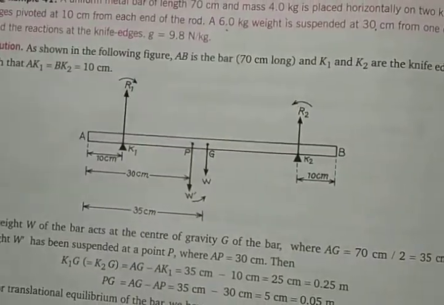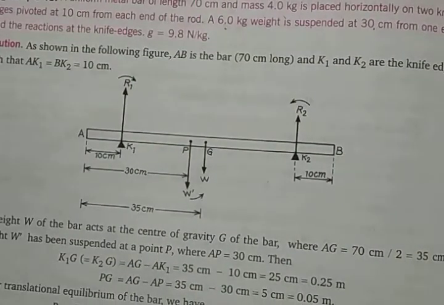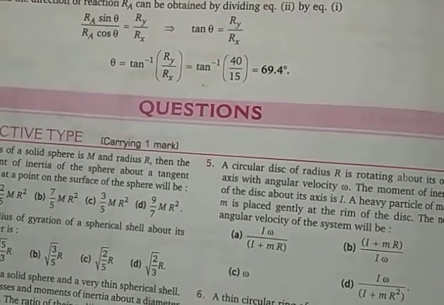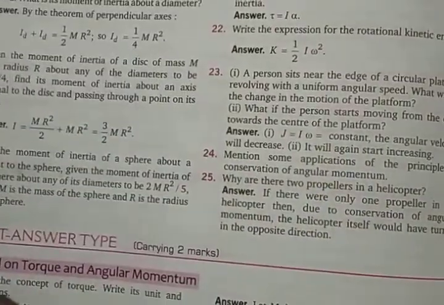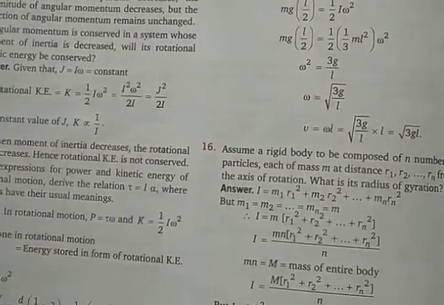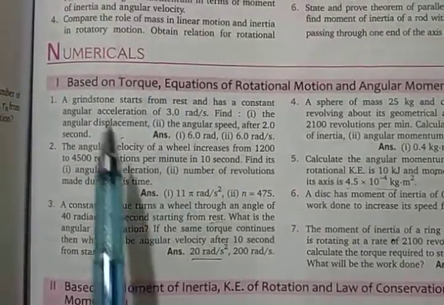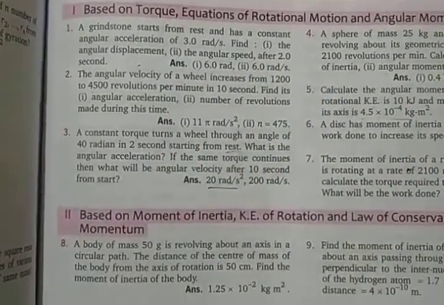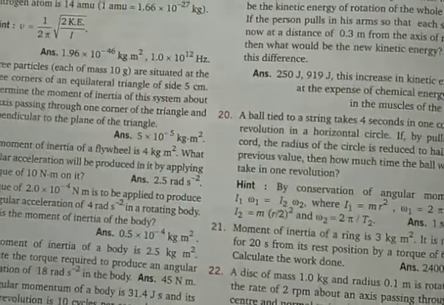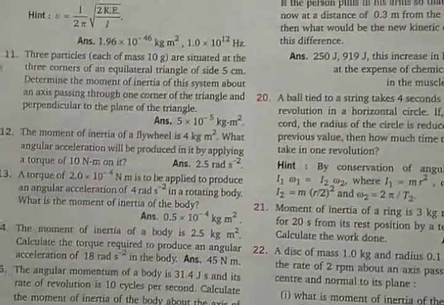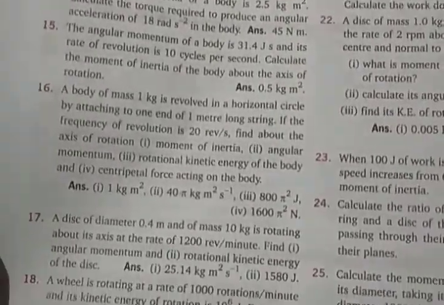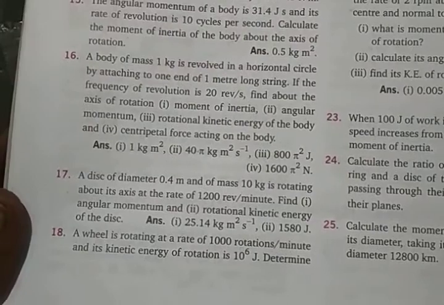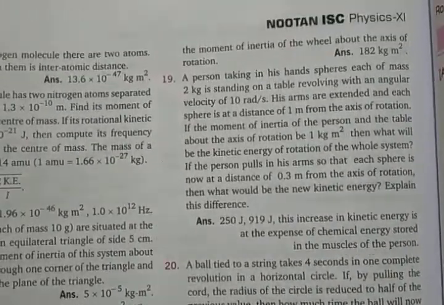So around 30 questions we've finished, but around 12 to 13 we didn't do. I've already asked you to do the exercise questions, the exercise numericals, right from this one. So numericals based on torque, equation of motion, and then these 7 questions you have done, and then the rest of them also 8, 9, and the entire questions right till 25: 8, 10, 11, 12, 13, 14, 15, 16, 17, 18, and then it goes on from 19 to 25.